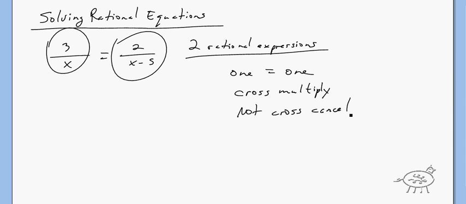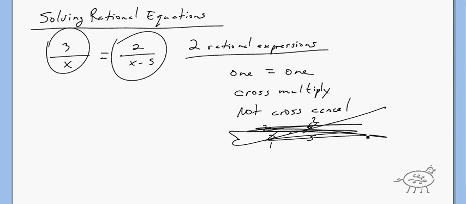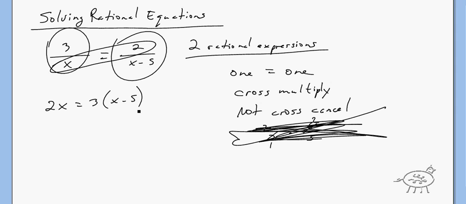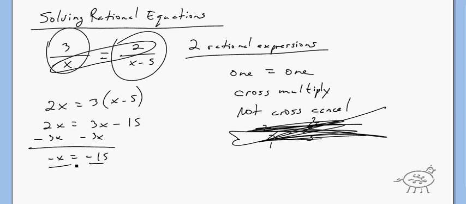Sometimes you guys are used to that, where you have 2/3 times 6/5, and you go, oh, that's a 1 and that's a 2. This is not what we are doing. We're not cross-canceling. That's really important. We're cross-multiplying. So that means it's saying 2 times x equals 3 times x minus 5. So you get 2x equals 3x minus 15. When you distribute, we move the 3x over, and we get negative x equals negative 15. Divide by negative 1, x equals 15.